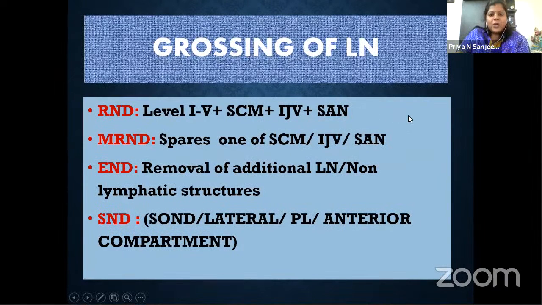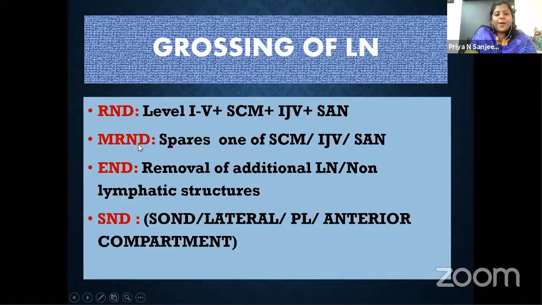So coming to the grossing of the lymph nodes, grossing is an important step for a pathologist. We can retrieve a good amount of information and obtain clues if we handle the surgical specimen well. So there are four basic surgical procedures for head and neck cancers. RND, that is radical neck dissection, which involves removal of level 1 to 4 lymph nodes along with non-lymphatic structures like sternocleidomastoid, internal jugular vein, and spinal accessory nerve.